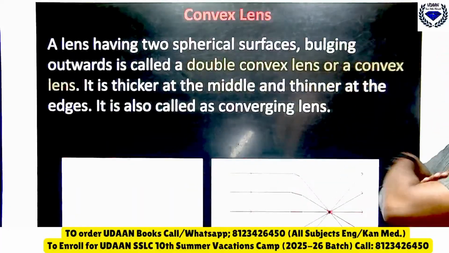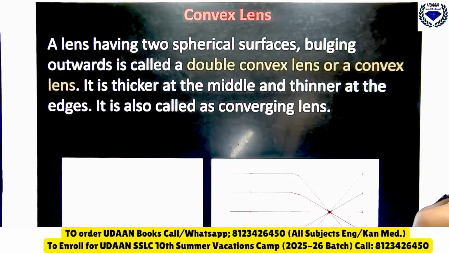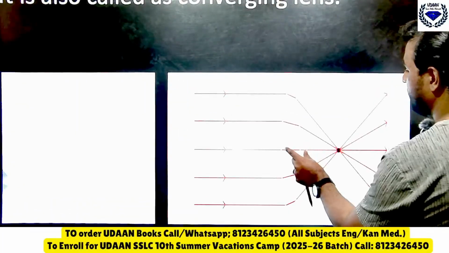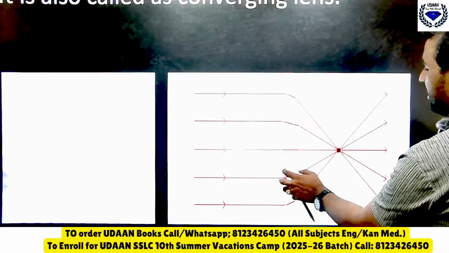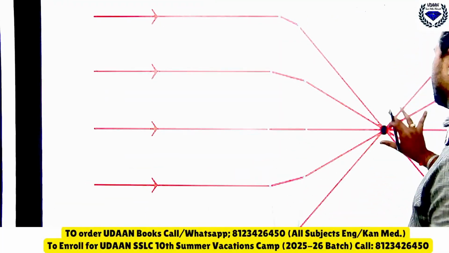See, a lens having two spherical surfaces bulging outward is called what? Double convex lens or a convex lens. So you should know that a convex lens is thicker in the middle and thinner at the edges. In the middle, it is thick, and thinner at the edges.